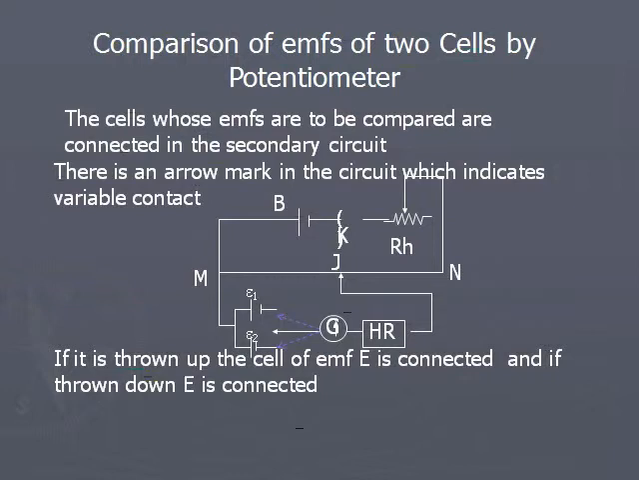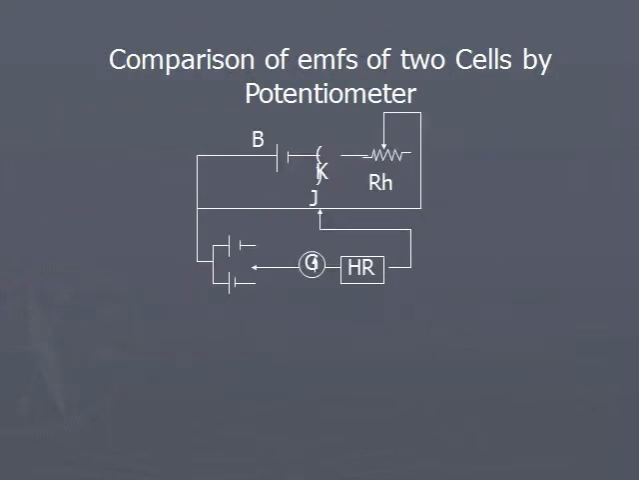Here there is an arrow mark from the galvanometer. That arrow mark can be moved up or can be moved down. That is a variable contact. If it is moved up, E1 will be connected in the circuit. If the arrow mark is moved down, E2 will be connected in the circuit. So we can connect the required cell in the circuit. So the connections will be made. Primary circuit connections are the same. In the secondary circuit, instead of a single cell, we connect two cells by using a two-way key.